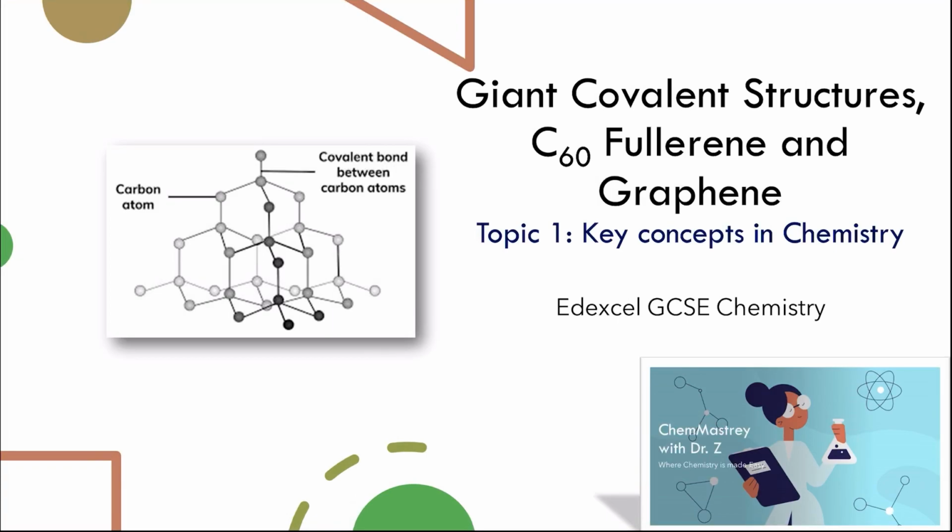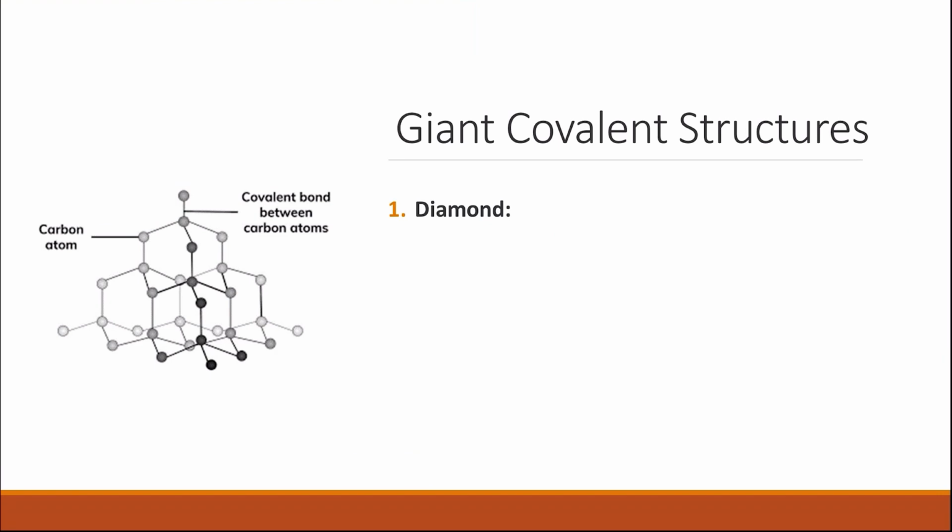Giant covalent structures, C60 fullerene, and graphene. All of these represent other structures where you can find covalent bonding. Giant covalent structures are made up of a large number of atoms which are bonded together via covalent bonds.